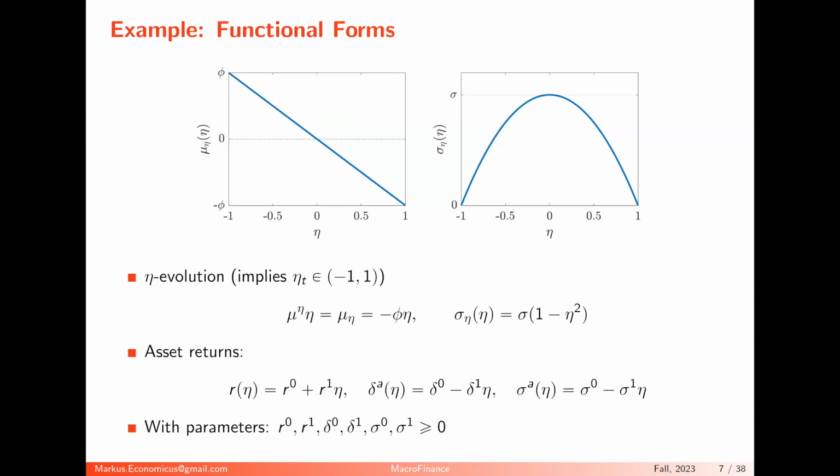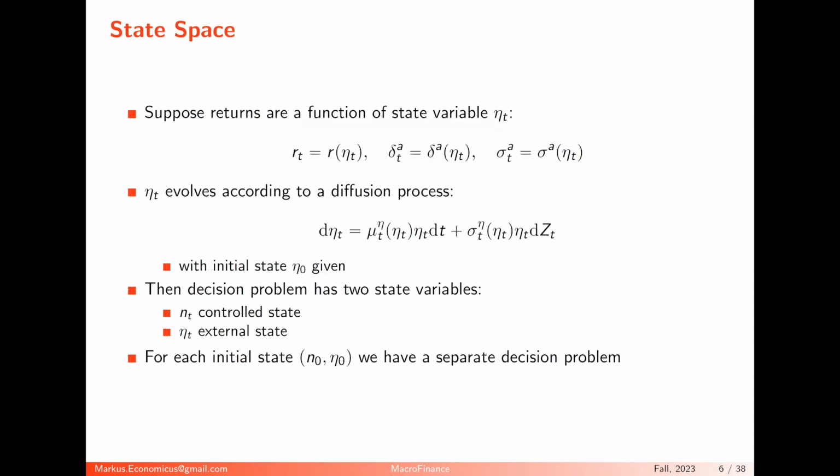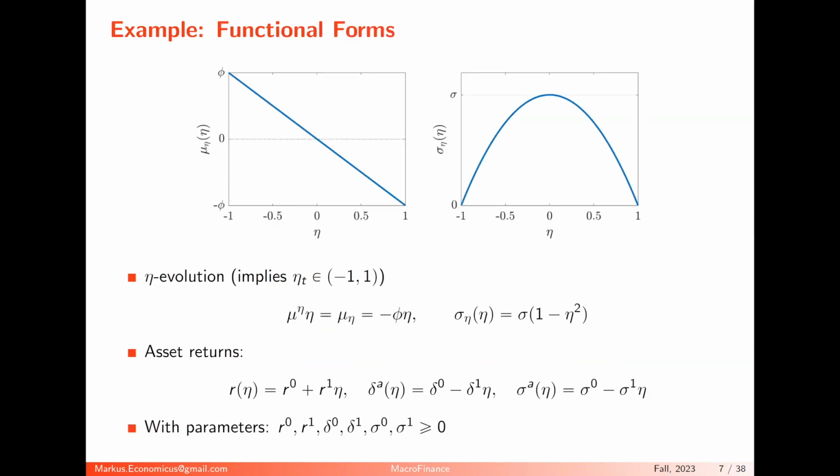So here's a simple example where I specify these drifts and these volatilities. Let's suppose that the drift is the geometric one times eta, which is the arithmetic one, that's just our initial notation. It's just minus phi times eta. So it looks something like that.